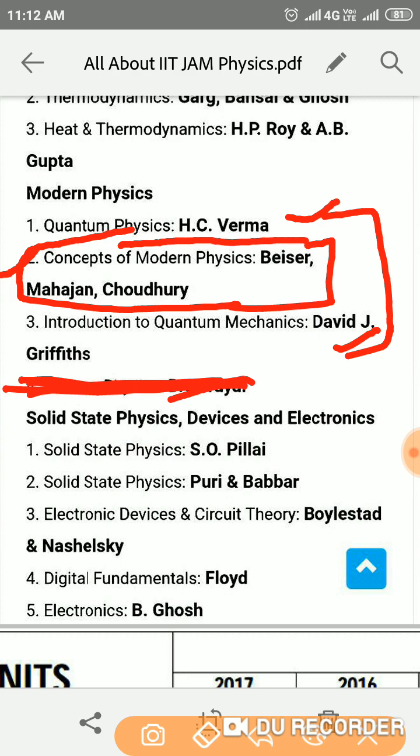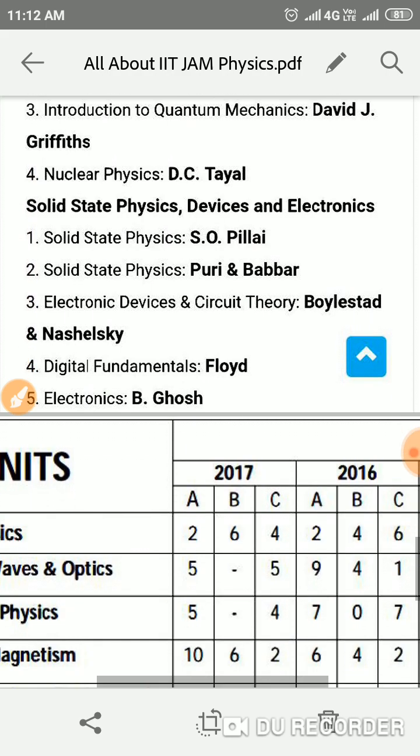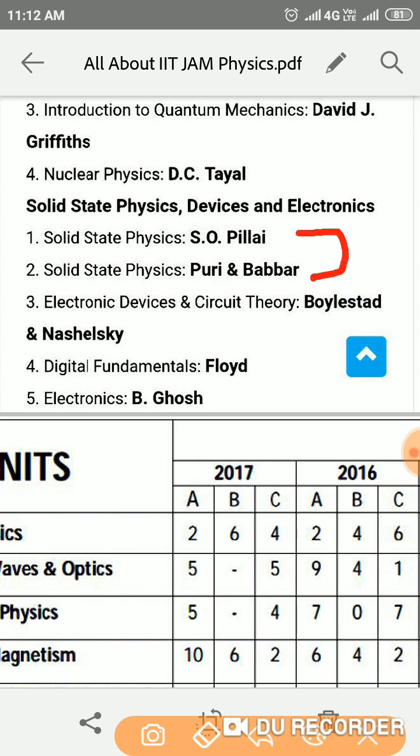You can also refer to that, and your job will be done. Now, solid state physics: as I have already told, the syllabus of solid state physics is very small in JAM, so you just have to cover some basics. For that you can choose either of the books, SO Pillai or Puri or Babbar. Both books are good. You can choose either one of them.